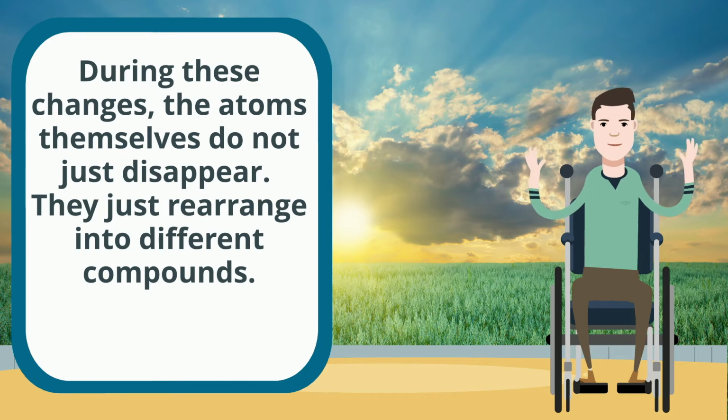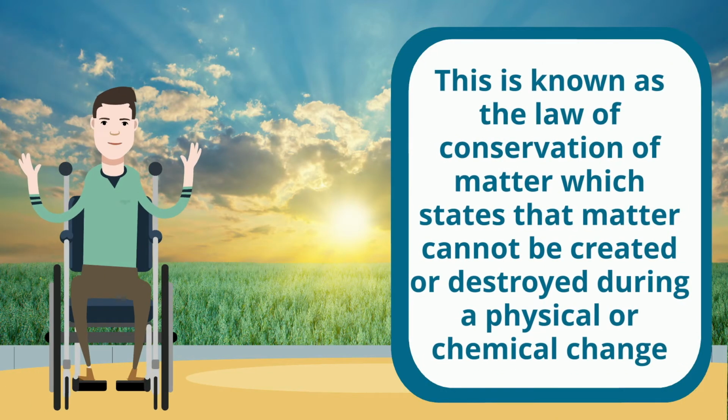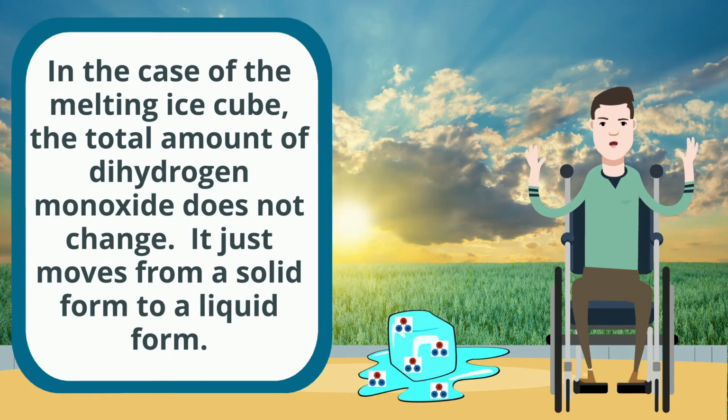During these changes, the atoms themselves do not just disappear, they just rearrange into different compounds. This is known as the law of conservation of matter, which states that matter cannot be created or destroyed during a physical or chemical change. In the case of the melting ice cube, the total amount of the dihydrogen monoxide does not change. It just moves from a solid form to a liquid form.